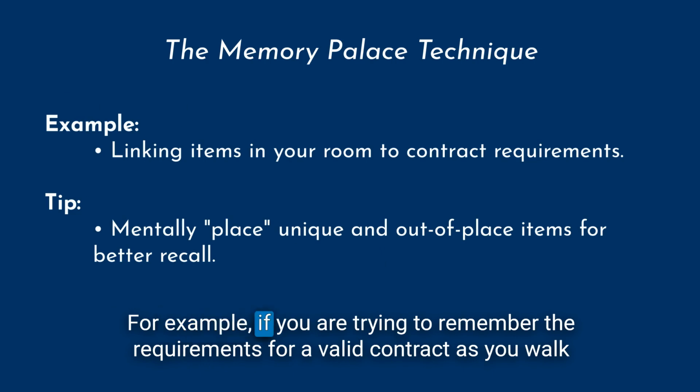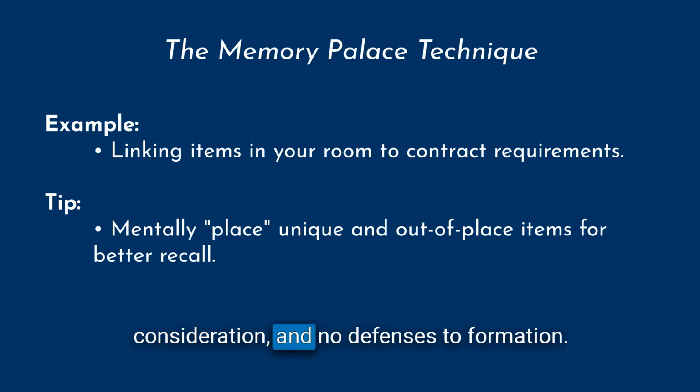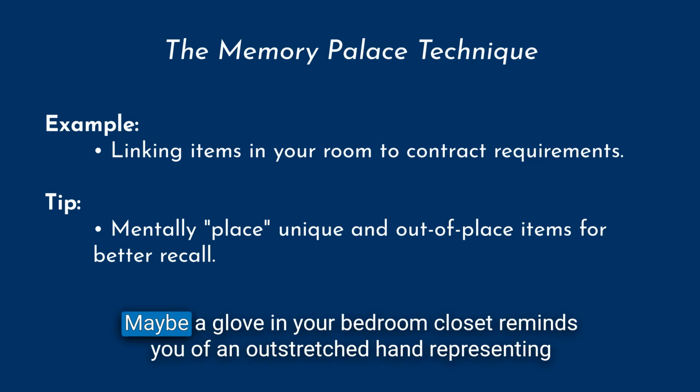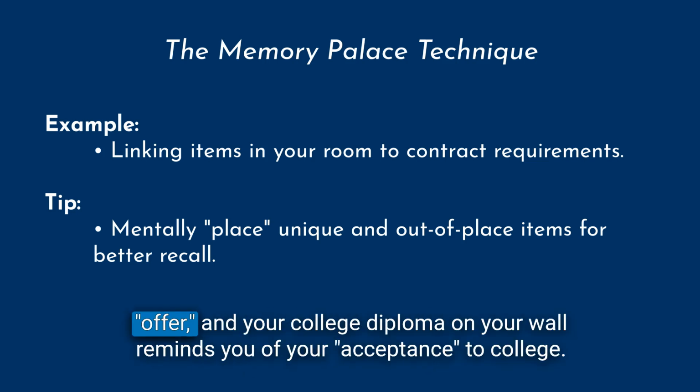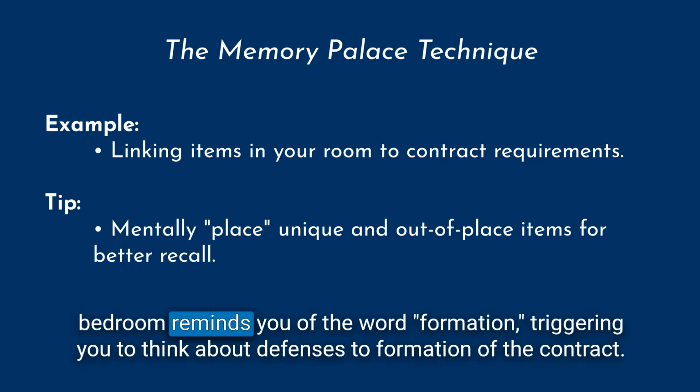For example, if you are trying to remember the requirements for a valid contract as you walk through your bedroom, you would associate items in the room with offer, acceptance, consideration, and no defenses to formation. Maybe a glove in your bedroom closet reminds you of an outstretched hand representing offer, and your college diploma on your wall reminds you of your acceptance to college. The piggy bank on your dresser may remind you of consideration, and the layout of the furniture in your bedroom reminds you of the word formation, triggering you to think about defenses to formation of the contract.